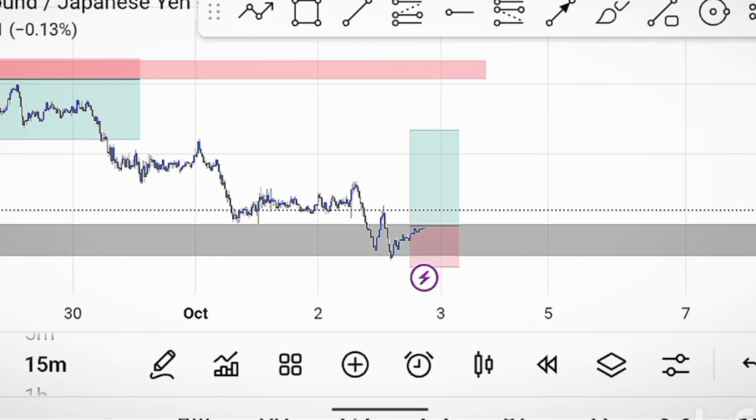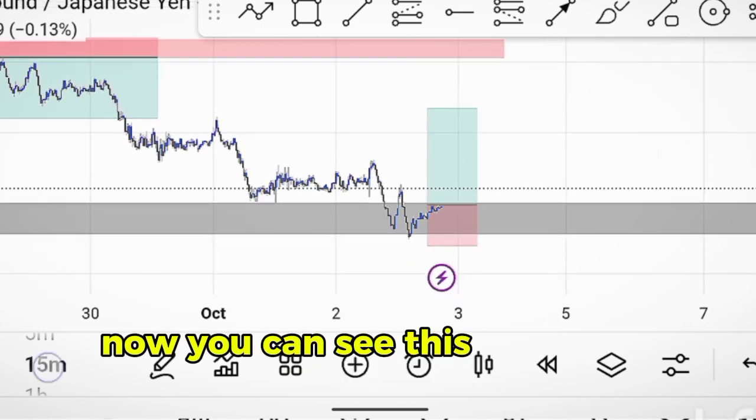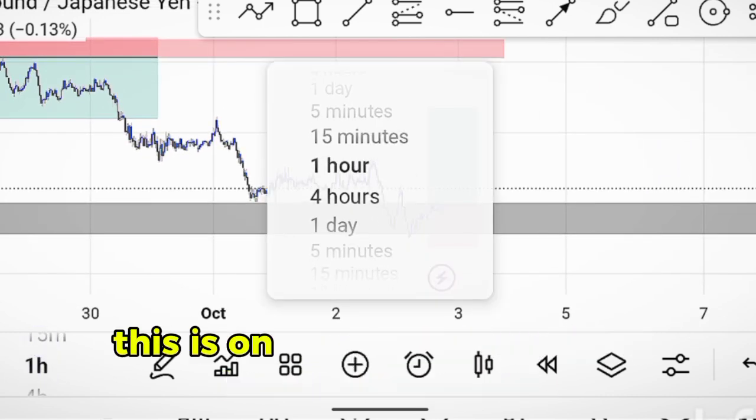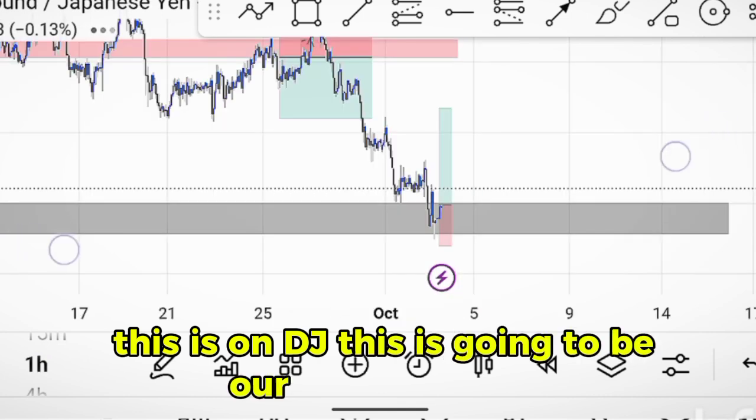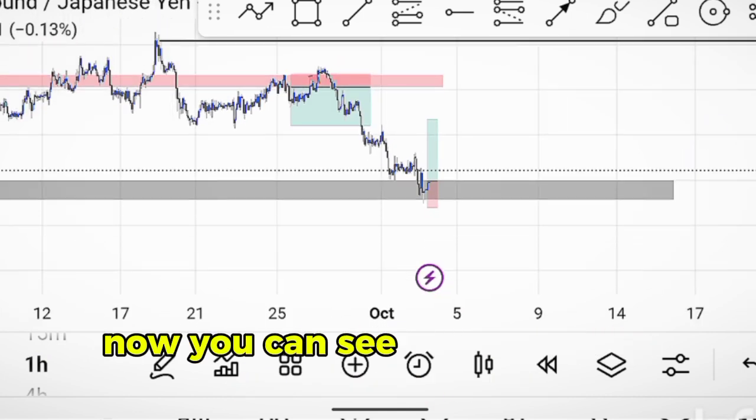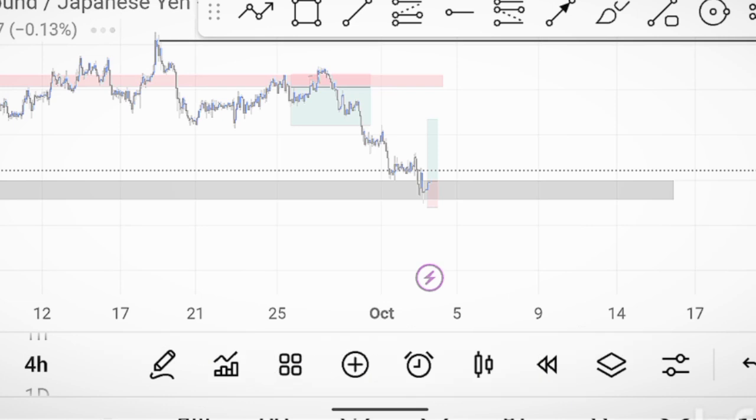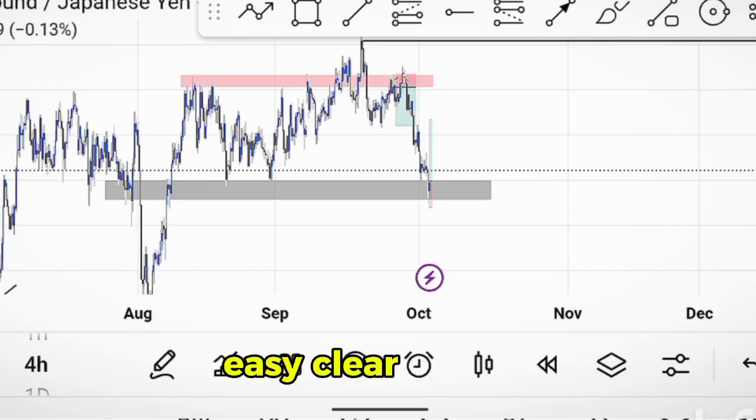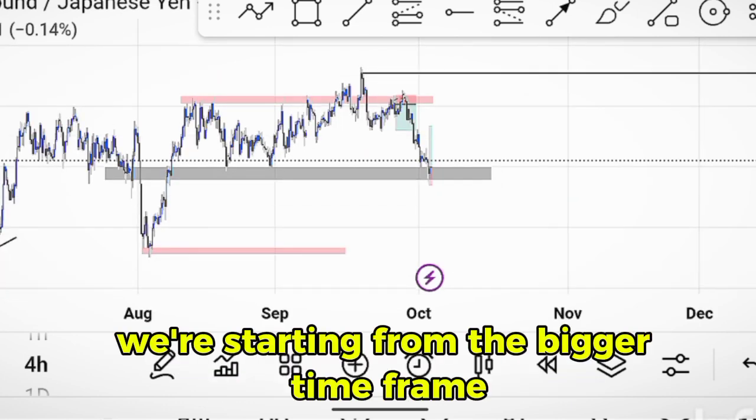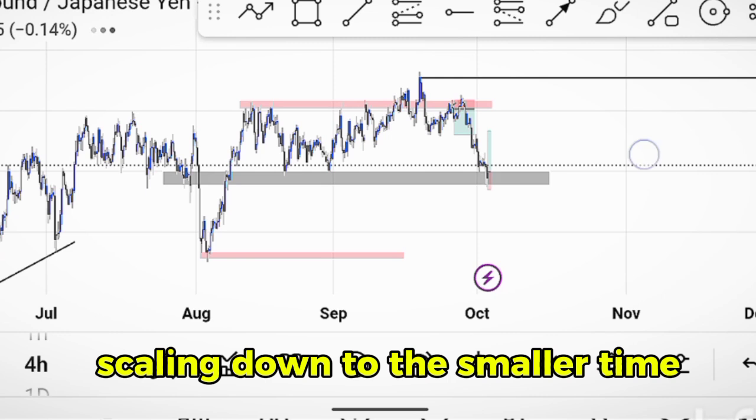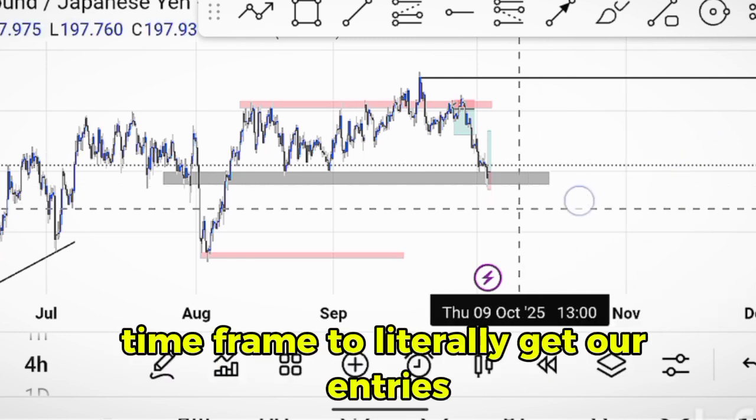1:3. Straight up. Now you can see this is going to be a winning trade. This is on DJ. This is going to be our winning trade. Now you can see how top-down analysis really works. This is a very easy, clear strategy. We're starting from the bigger time frame, scaling down to the smaller time frame to literally get our entries.